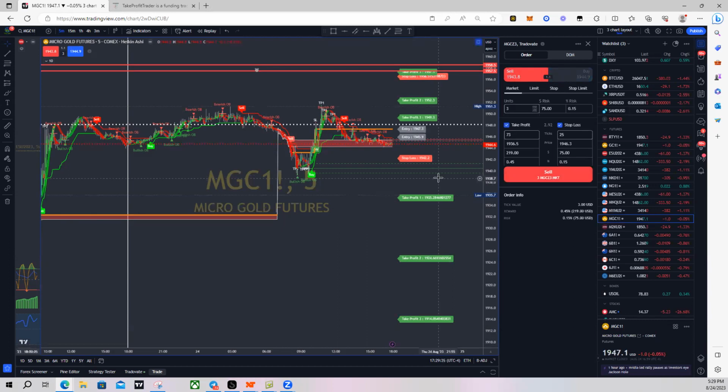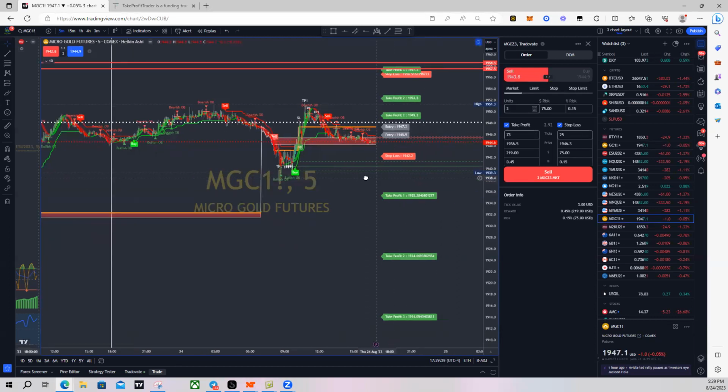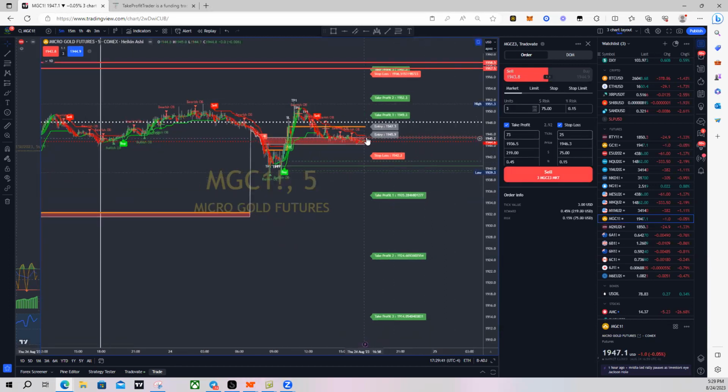When you press sell, I don't want to do that now because the market is closed. I want to wait until at least 6. But when you press sell, you're going to see your entry. You're going to see your stop loss. If I'm selling, that means my stop loss will be up here. My take profit will be down here, right?